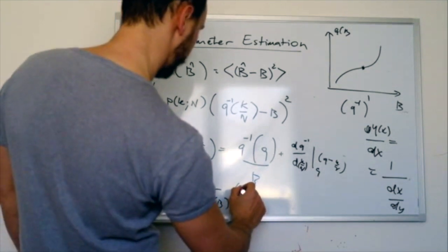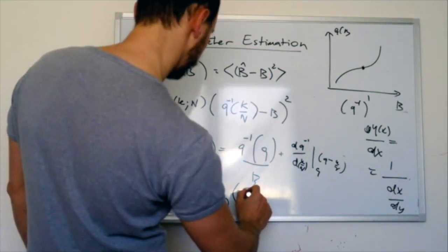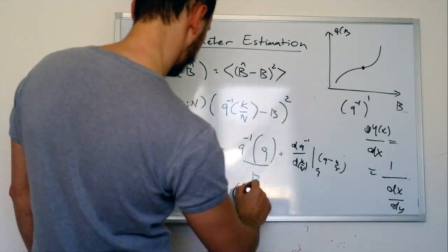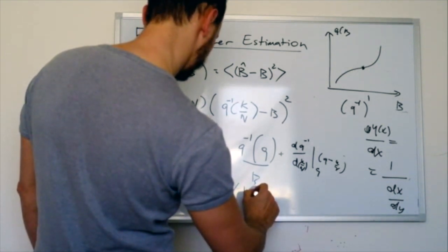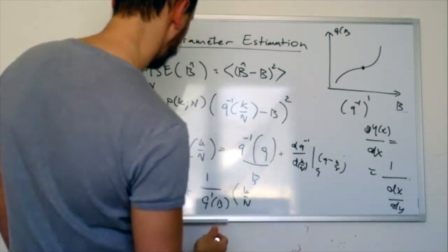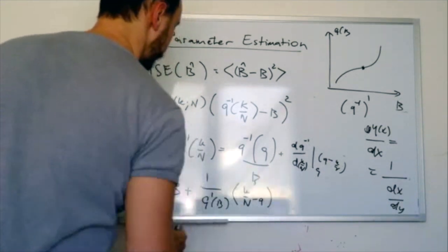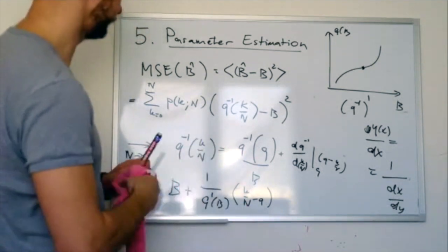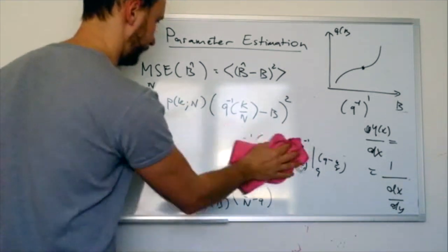So times, what should it be? Times the deviation from the true value. So this would be k over n minus Q. Minus Q, yes. Right? So the first order deviation. Okay, so write it down, plug it here, and we get in the limit.